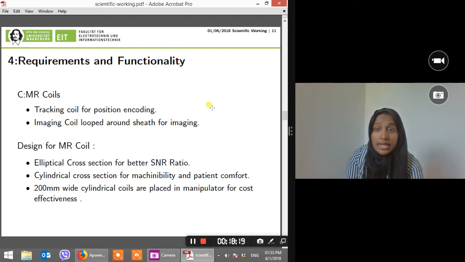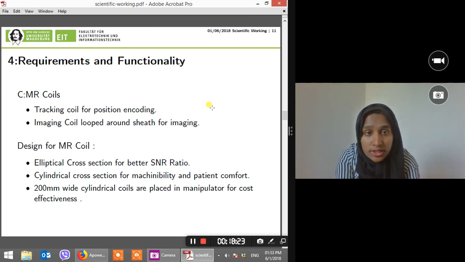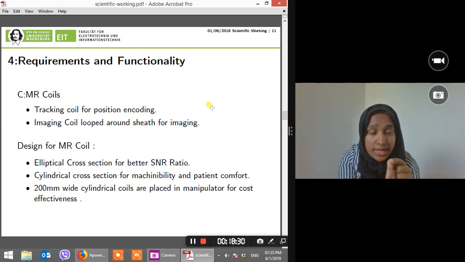Then coming toward the coils perspective, what kind of coils we are using. We have 2 kinds of coils. The tracking coil for position encoding, the position encoding of the needle, the encoding of the path of the needle.